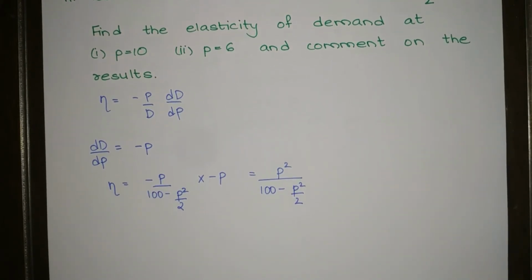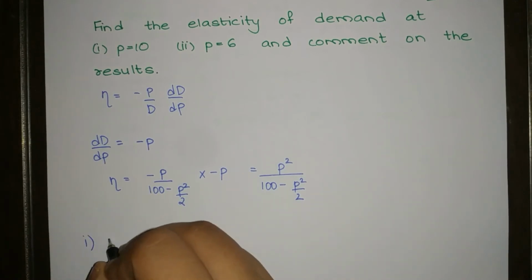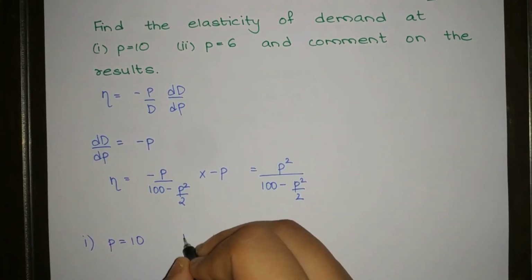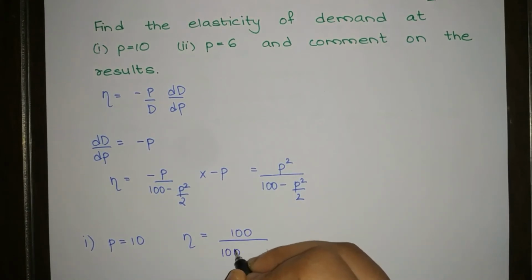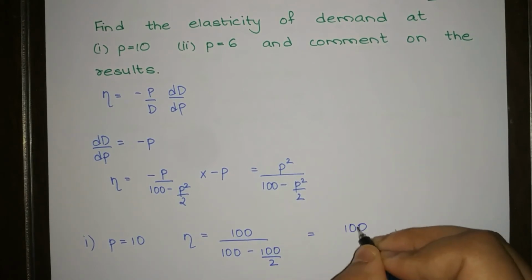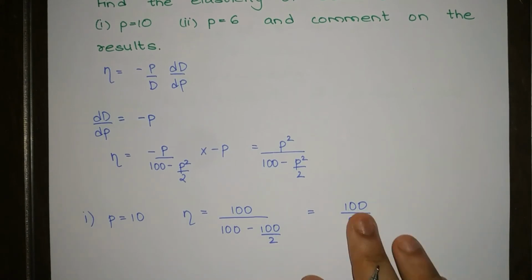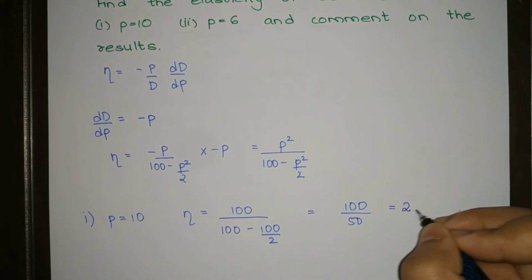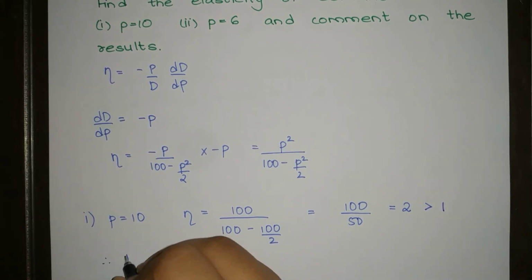Now let us substitute the values for p and check what is the value for eta. So when p is equal to 10, eta is equal to 100 divided by 100 minus 100 divided by 2, which is equal to 100 divided by 50. Right, this will be 100 minus 50, so on cancelling we get 2, which is greater than 1. Therefore, demand is elastic.